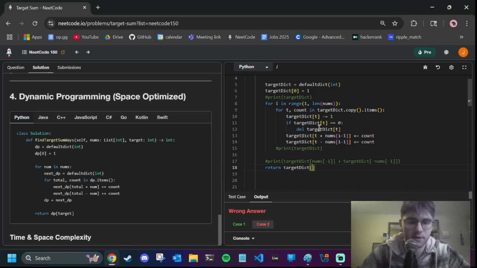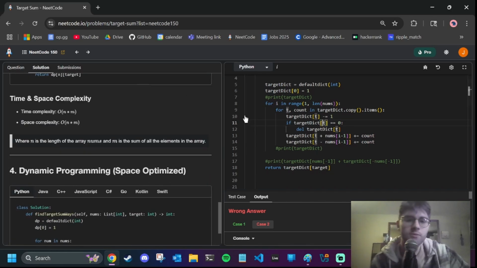And then also the return value, instead of returning this, you just return the dictionary of the target. So that's the only time you really use the target is at the end. And this is for the bottom. I think it was bottom up, right? Yeah, bottom up.